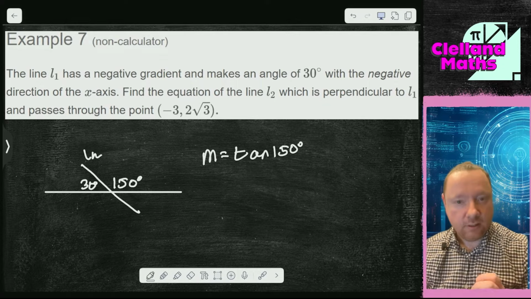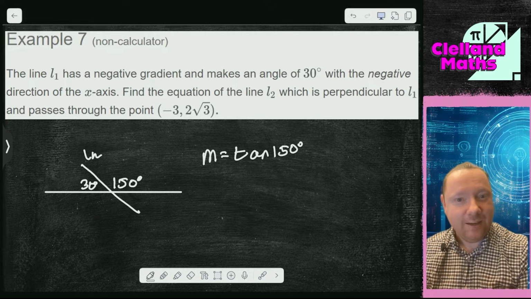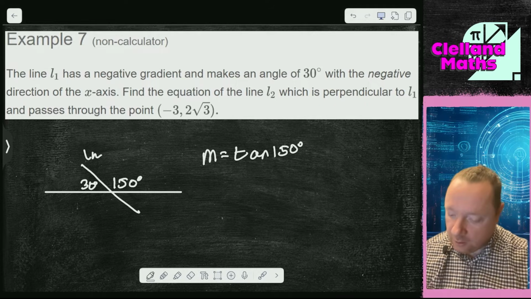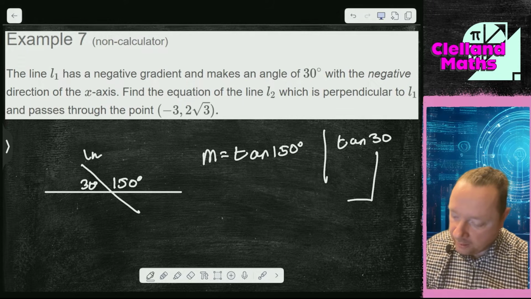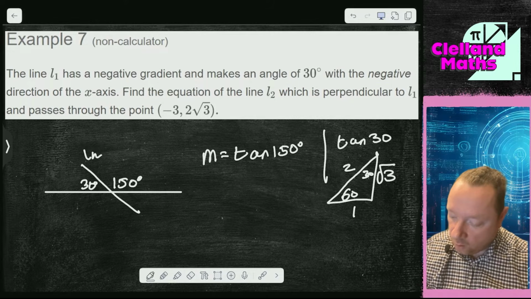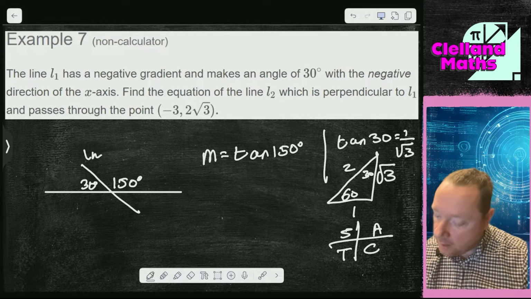Well, really, if it's a non-calculator paper and I find the tan of 30, if I use a CAST diagram, how weird, I know. So let's just have a look at that. At the side, the tan of 30 from a triangle like this is 60, 30, 1, 2, 3, put a root. So 1 over root 3. But using a CAST diagram now, or just by seeing, right?